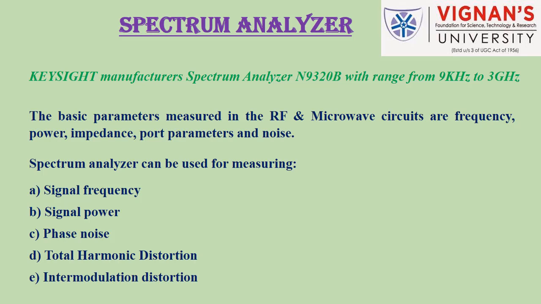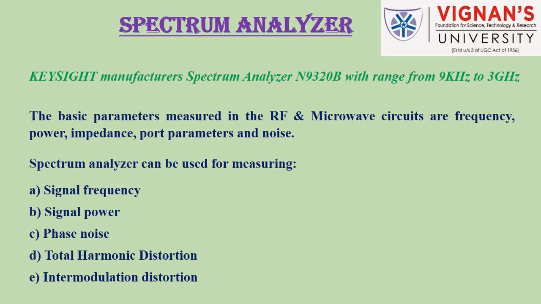Here we are going to explain about the spectrum analyzer. In the Central Instrumentation Center, we have the spectrum analyzer from the Keysight manufacturers with the model number N9320B, which has a frequency range of 9 kHz to 3 GHz.